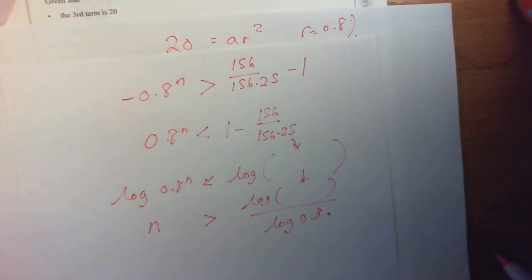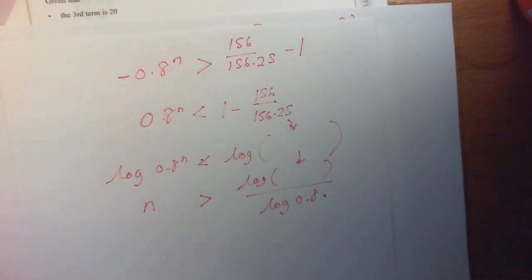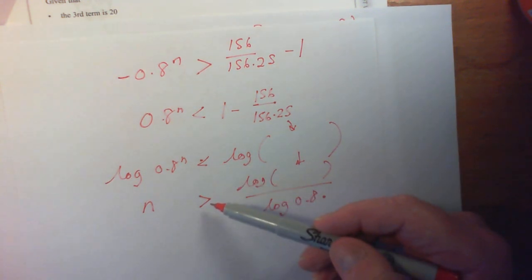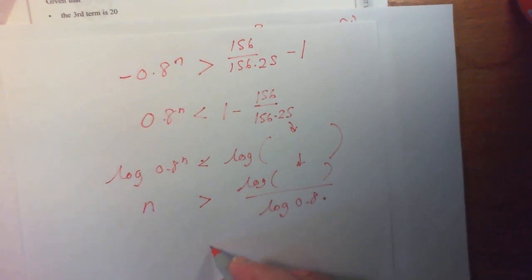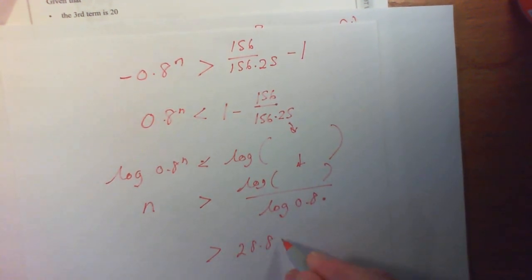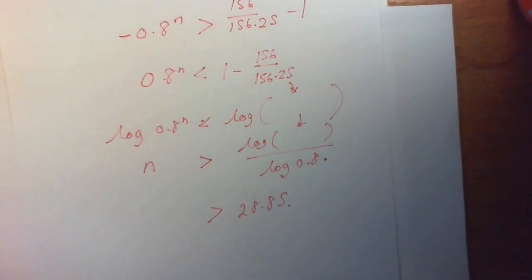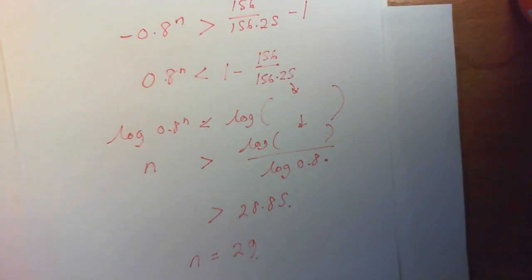But I need to reverse the sign again, because log of 0.8 is a negative number. By dividing through by a negative number, I need to reverse the sign again. So that goes to that, and that will become 28.85. And the actual answer, therefore, will be n equals 29. n is greater than 28.85, so the lowest value of n is going to be 29.